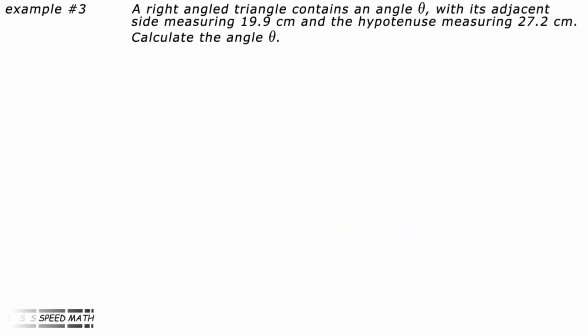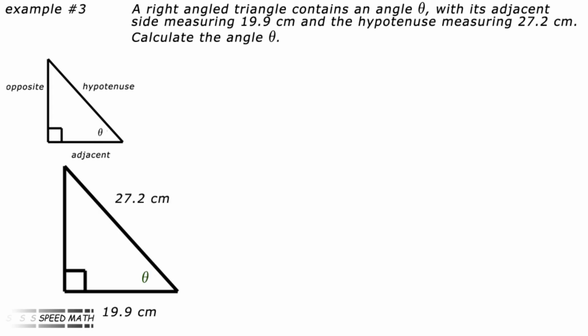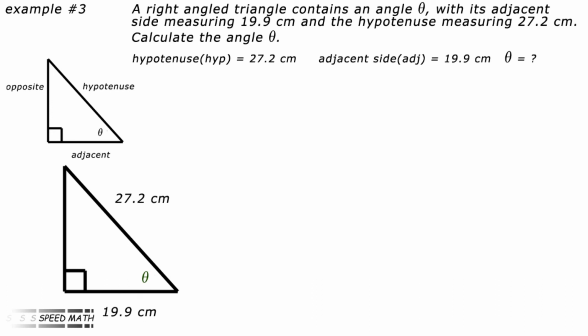Now let's look at the third type of problem. You are given the hypotenuse and the adjacent side and required to work out the angle. So let's do our third example. A right-angled triangle contains an angle theta with its adjacent side measuring 19.9 centimeters and the hypotenuse measuring 27.2 centimeters. Calculate the angle theta. So writing this out in a line, hypotenuse equals 27.2 centimeters, the adjacent side is 19.9 centimeters, and we need theta to 2 decimal places.